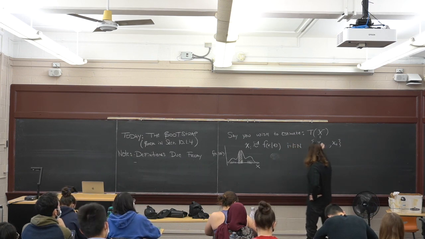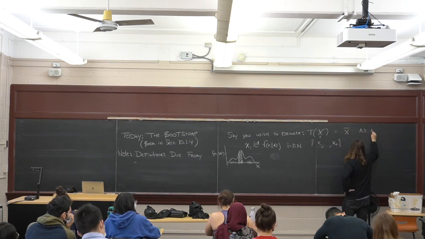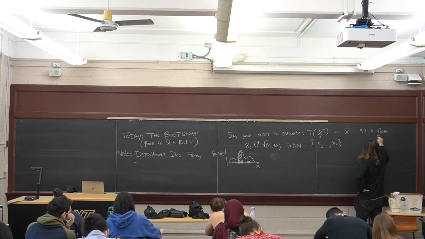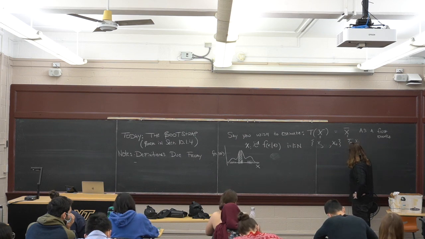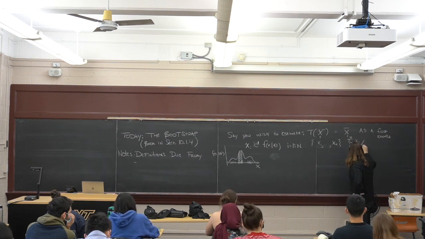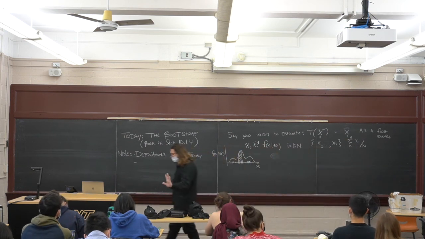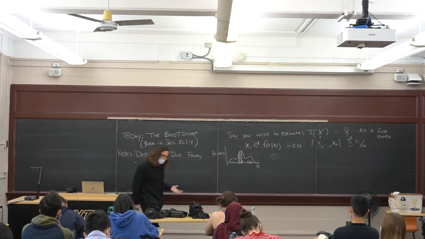Okay, so I'm going to assume that maybe, for example, this is equal to x bar, as a first example. So x bar is just the sum of the xi's divided by 10. So it's just the arithmetic mean. Again, I'm assuming I don't know any math. This is a bit of a fiction.